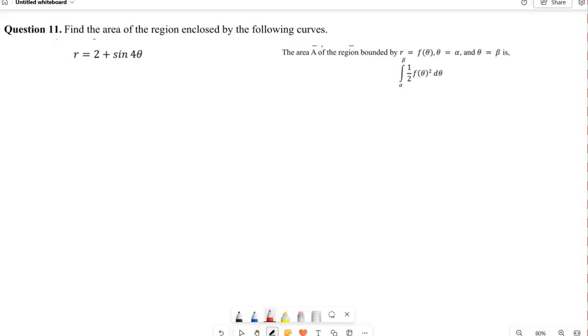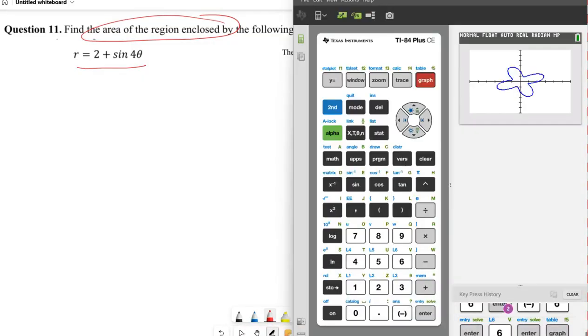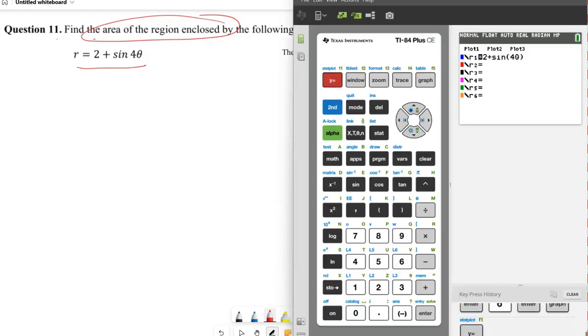Here we have a problem to find the area of a region enclosed by the following curve. So the first thing is I want to see how the graph of this looks. So I plotted it on my calculator. I put r is equal to 2 plus sine 4 theta.